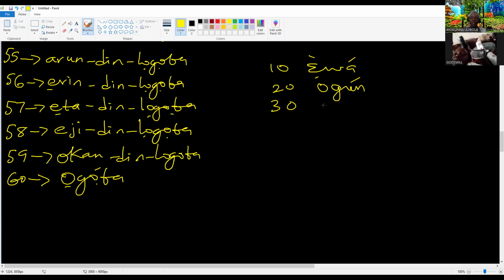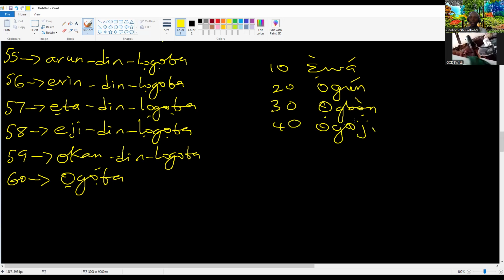Okay, sir. 30 is Ogbon. But when you are writing O, since it's an alphabet, you must dot it. When you're writing O, don't dot O. Ogbon, re, do. Then 40 is Ogoji. Ogoji, re, mi, do. Then 50 is Adota. Adota, do, mi, re, Adota.